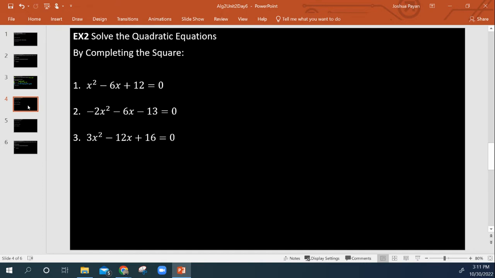So now let's look at some more complex examples that aren't just straightforward, getting x by itself. So we're going to do these by completing the square. So x squared minus 6x plus 12. If we go ahead and complete the square, we have x minus 3 all squared minus 9 plus 12, right? And combine these two.